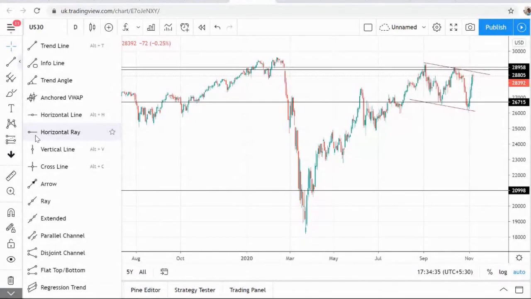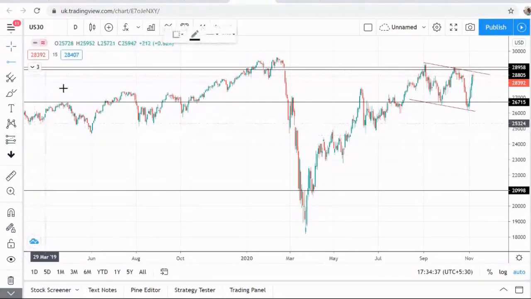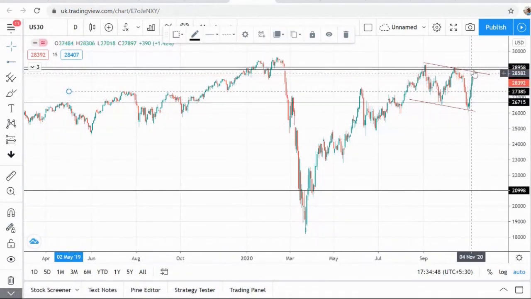There can be an intermediate support which can be marked here. So in case price gets rejected from here, the first place where it will find support is around 27,400.